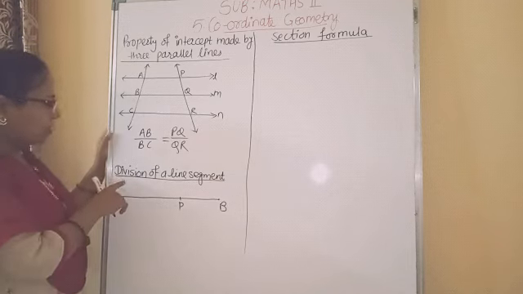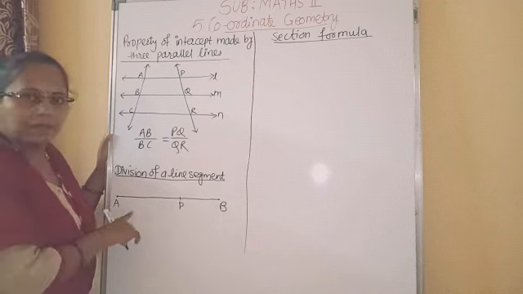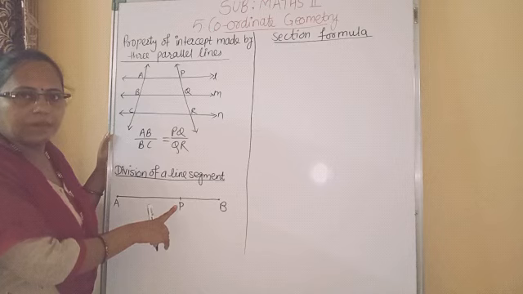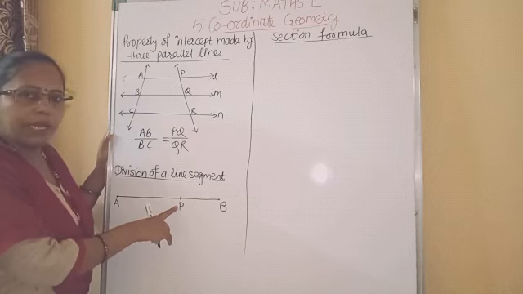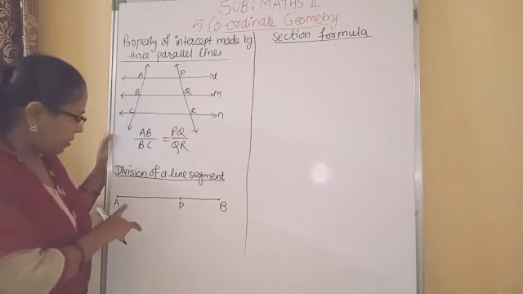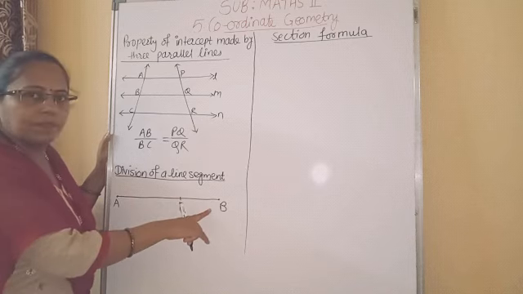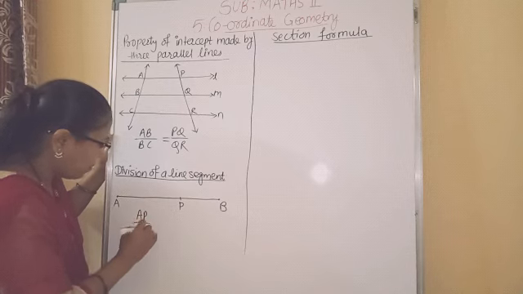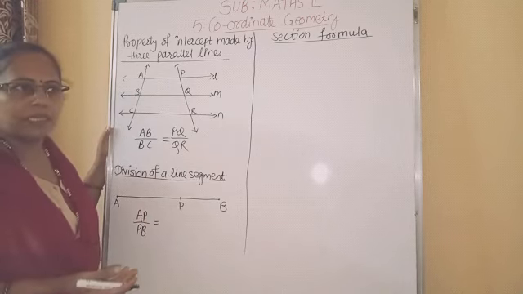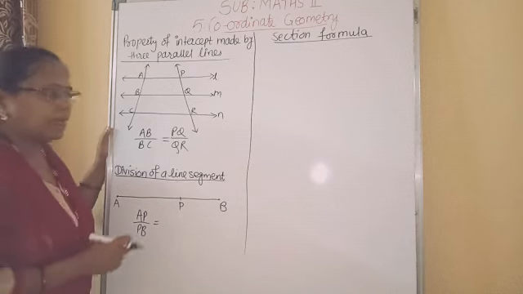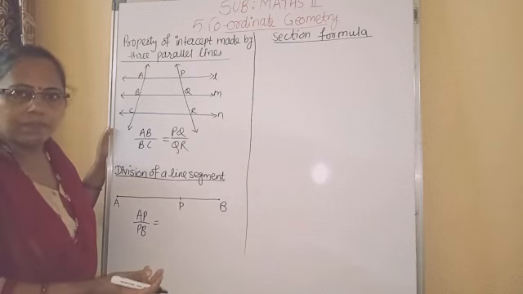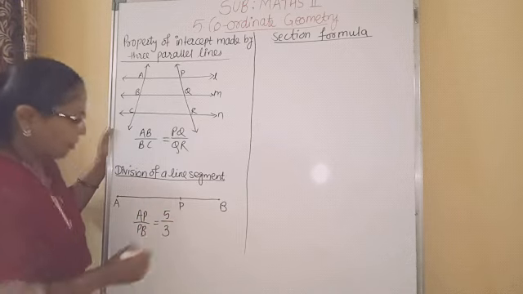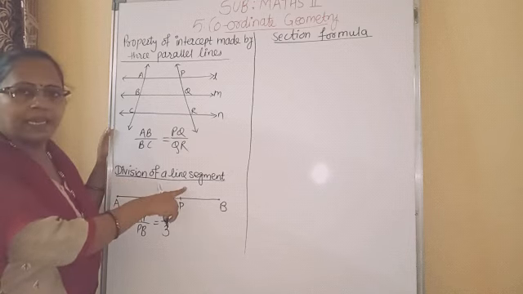Next, suppose line segment AB is there and on this segment point P is there. This point P divides the segment into two parts, AP and PB. Let the ratio of these two parts be AP upon PB. If we say that point P divides segment AB in the ratio 5:3, then we can write the ratio AP upon PB is equal to 5/3. This is the division of a line segment.